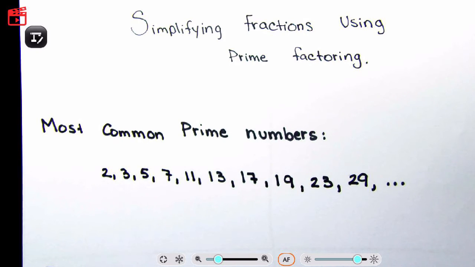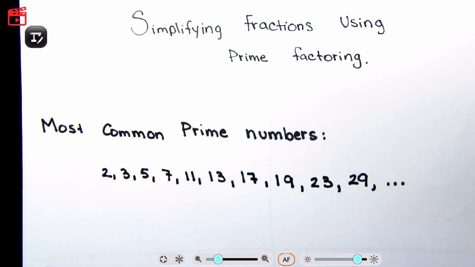And let's jump in with our most common prime numbers. Because we will be reducing fractions, these are not the only prime numbers. There's an infinite amount of prime numbers. However, these are the most common ones. These are the ones that you're going to be using the most when you are simplifying these fractions. So please make sure that you have these memorized.